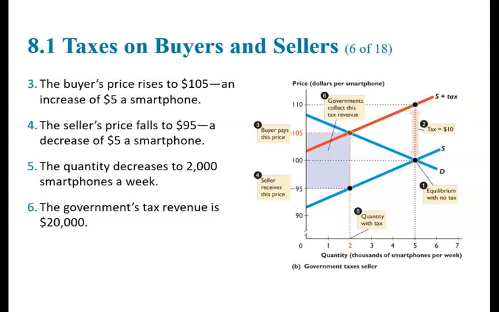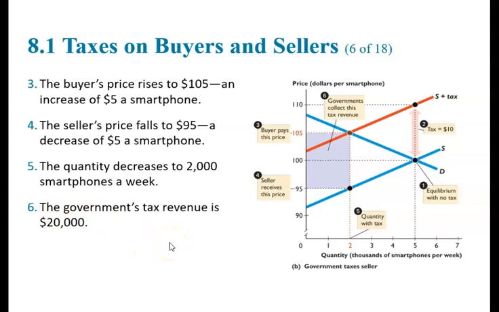The government's tax revenue is a total of $20,000, and once again this is the area of this shaded region. That is the total tax revenue collected by the government, and you can see that 105 minus 95 is 10, while this side over here is equal to 2,000 units of smartphones. So 2,000 multiplied by 10 becomes $20,000.